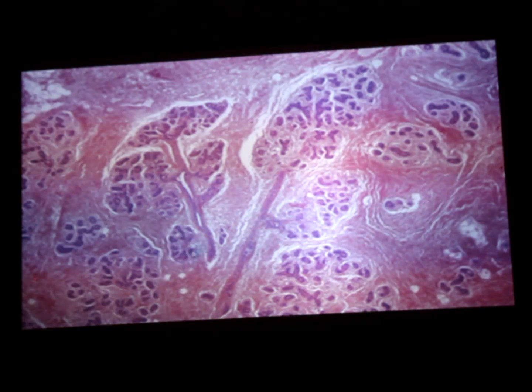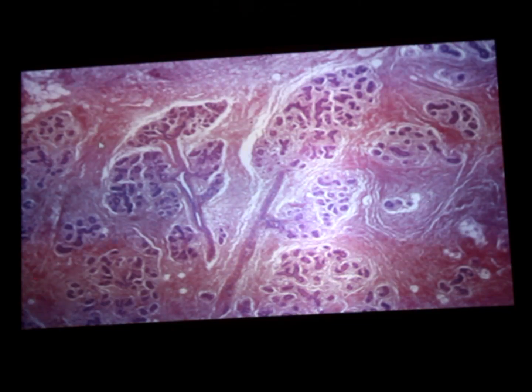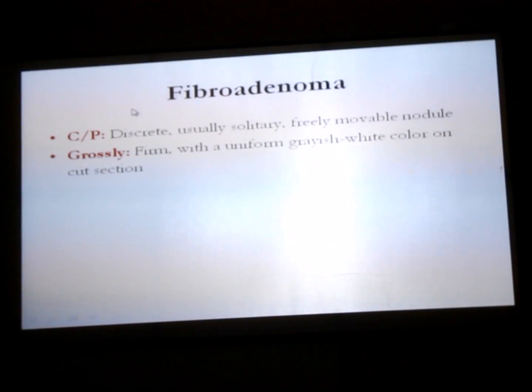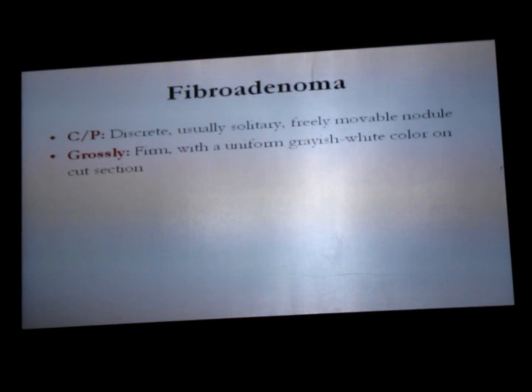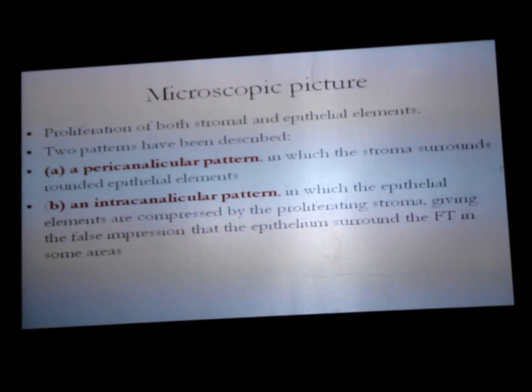So in breast, this is the normal breast tissue. You see glands or acini, and this is the stroma. A benign tumor where there is proliferation of these glands and stroma is seen in fibroadenoma. It is fibroadenoma. Very common tumor, occurs during young age.